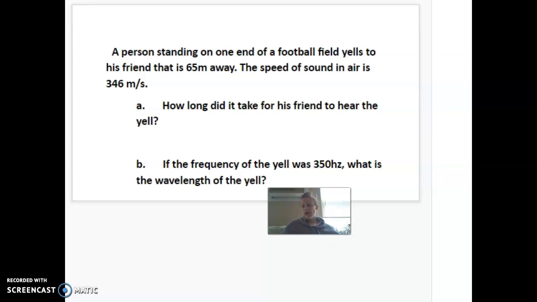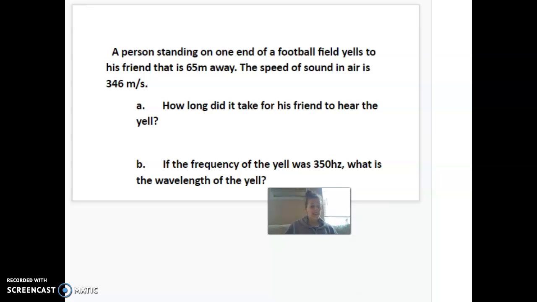So just like we would for any of these problems, we start with our knowns. So this time we're given a distance of 65 meters and a velocity of the wave of 343. How long did it take for his friend to hear the yell? I'm looking for time. So we would want to use the relationship that velocity or speed is equal to distance over time. So it didn't give me any information about a wavelength, it's just telling me how far away the friend is and telling me how fast it'll take the sound to get to that friend. So now I can solve for time.